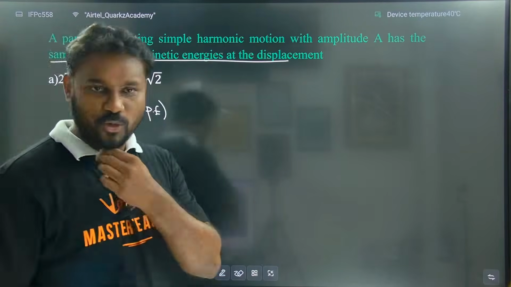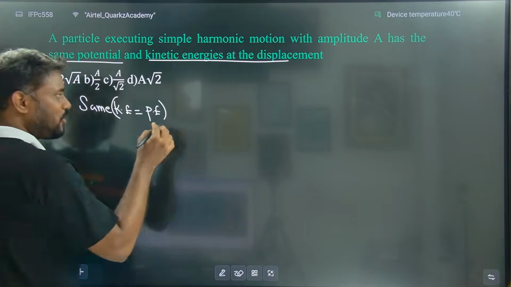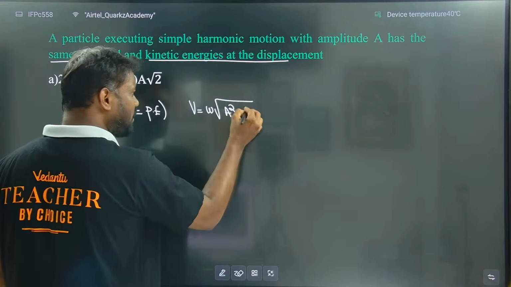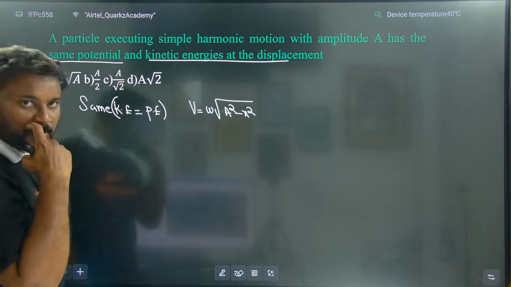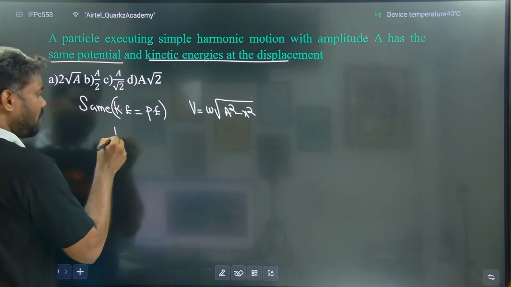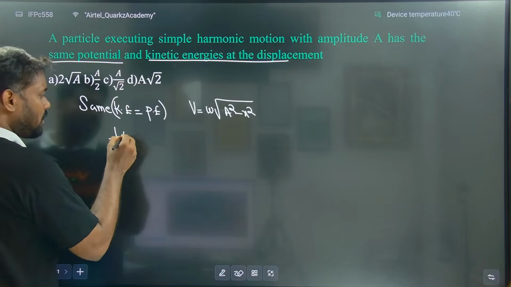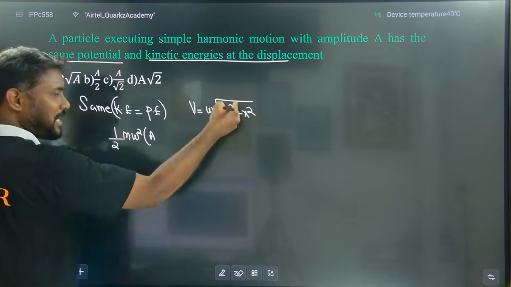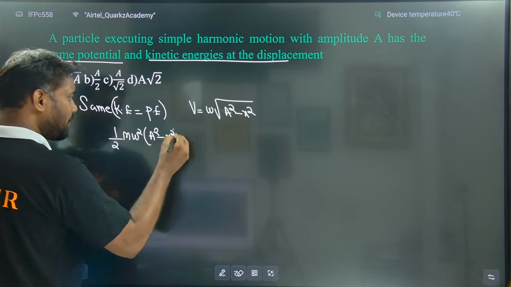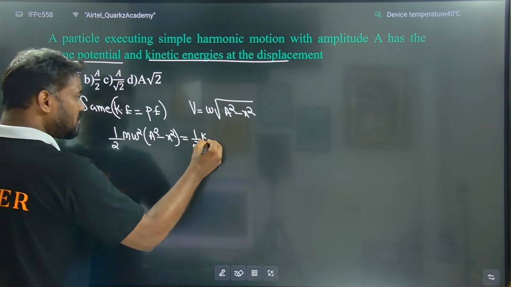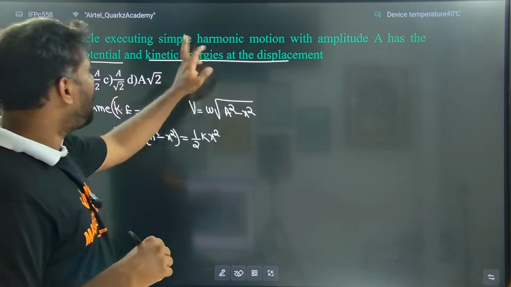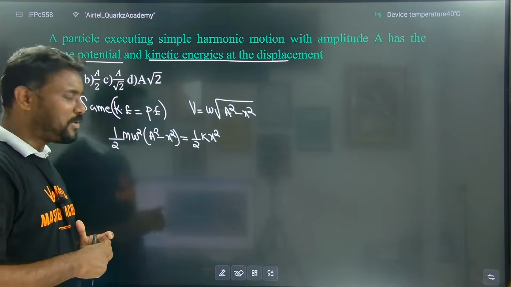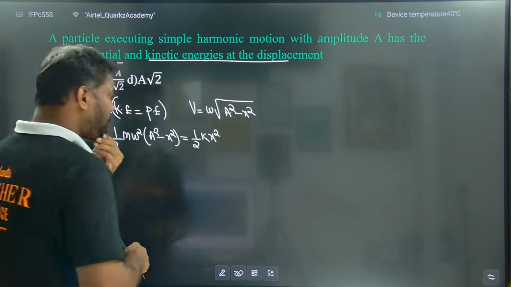Yes or no? This is the idea, must know clearly. So kinetic energy eppadi calculate pannalaam? We are going to calculate V oda value, omega root under A square minus x square. I'm using this relation, right? Clear, everyone understood? I'm using 1 by 2 m V square. V square sollumpothu omega square root under, so root cancel aayirum, square pannumpothu A square minus x square. That is equal to half k x square. K oda value enna sollalaam? Because it is simple harmonic motion, I'm using the spring's potential energy, half k x square. Clear? This must be known clearly.